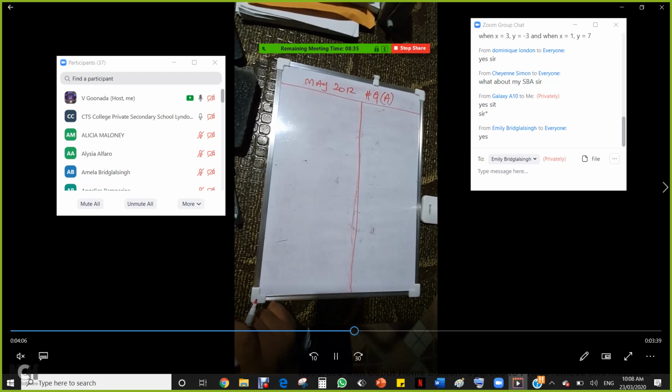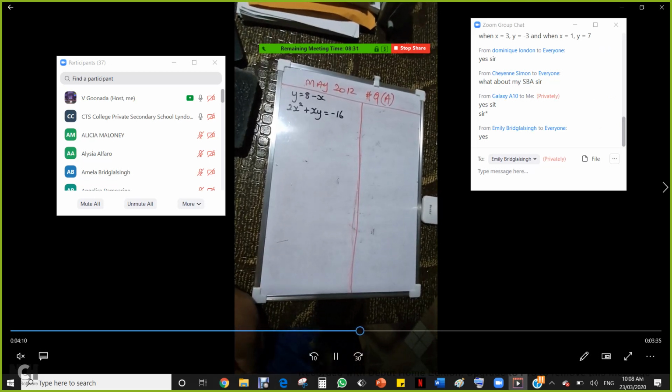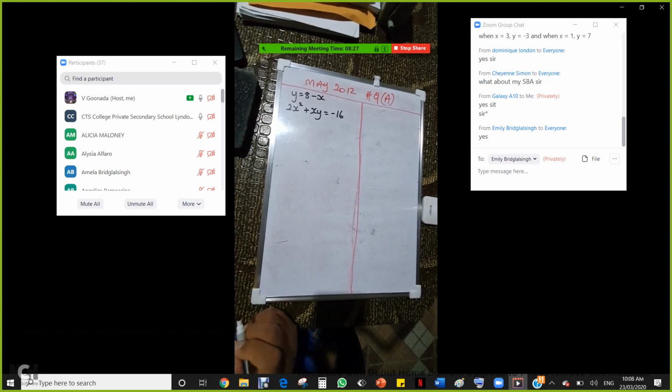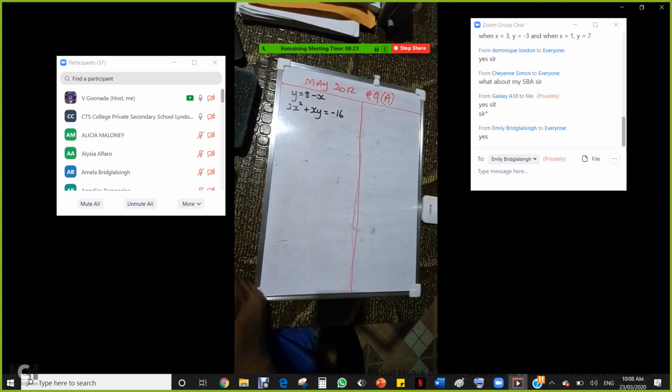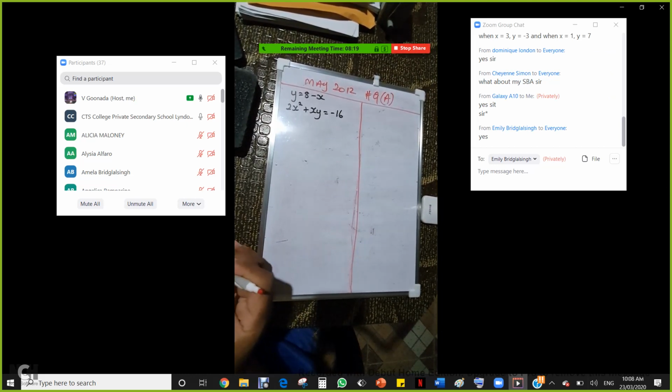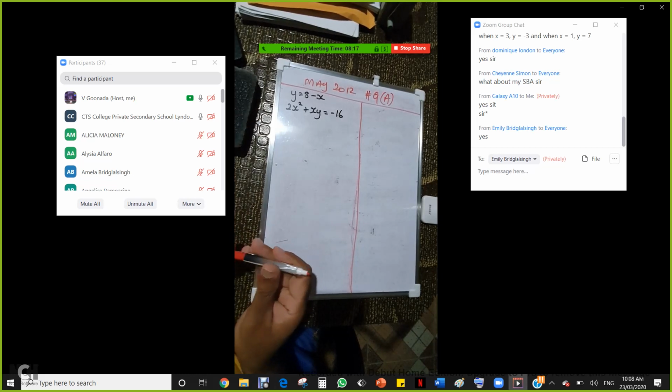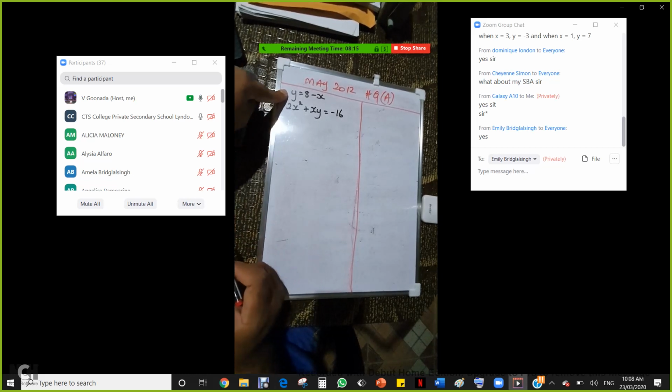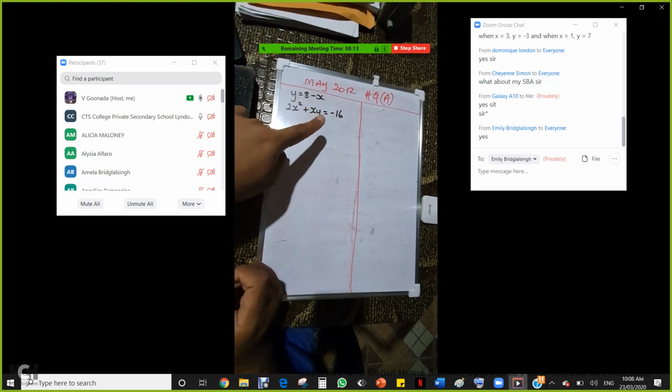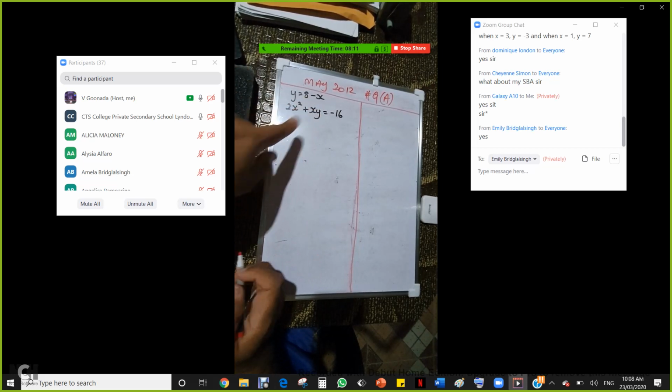So the next question is May 2012, number 9A. So the question reads, y is equal to 8 minus x, and then we have 2x squared plus xy is equal to negative 16. So this one is slightly different in the sense that they give us the value for y already. So y is equal to 8 minus x. So whenever you see y, you substitute 8 minus x.